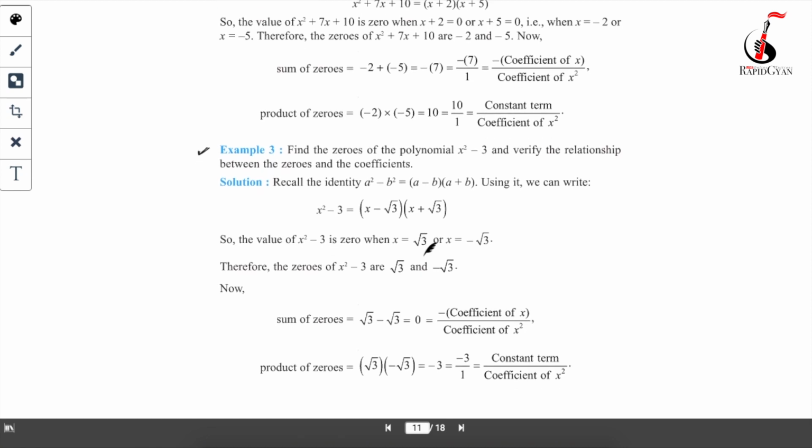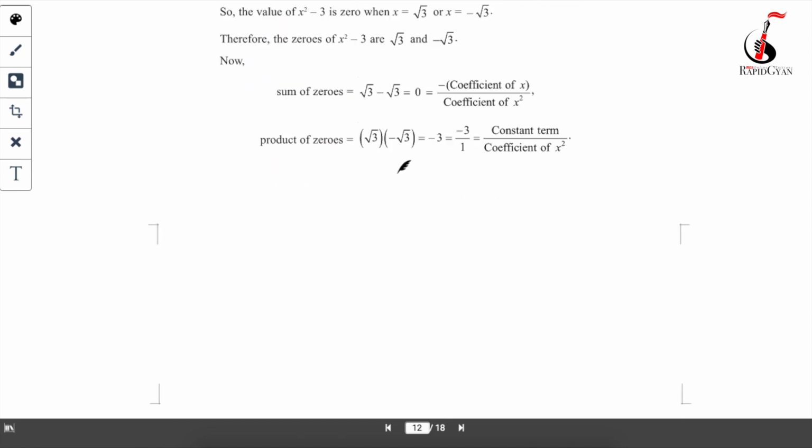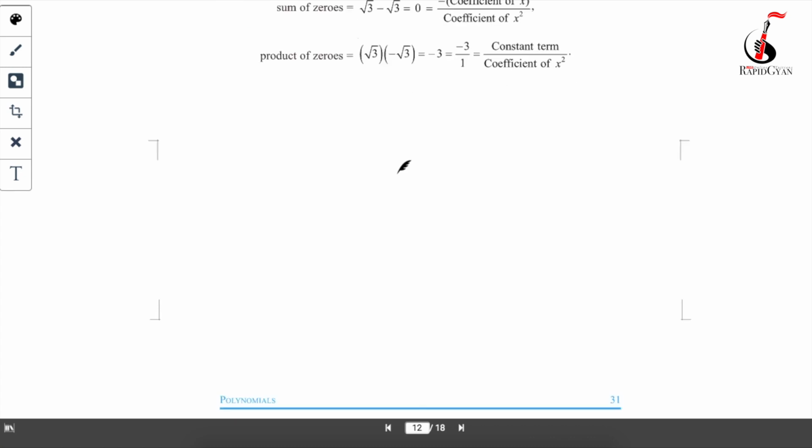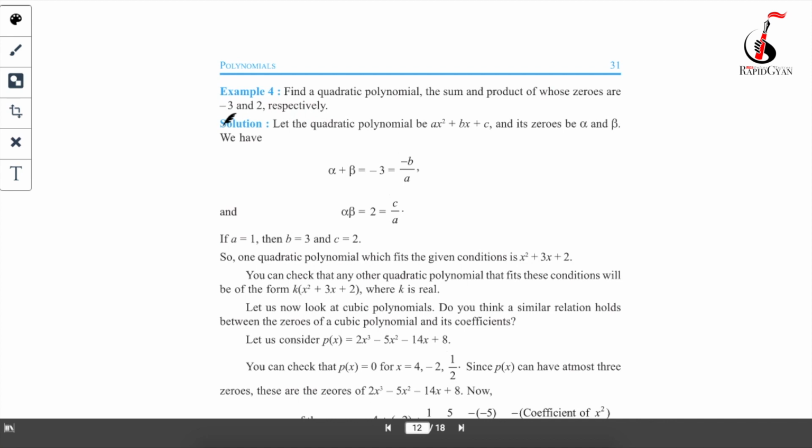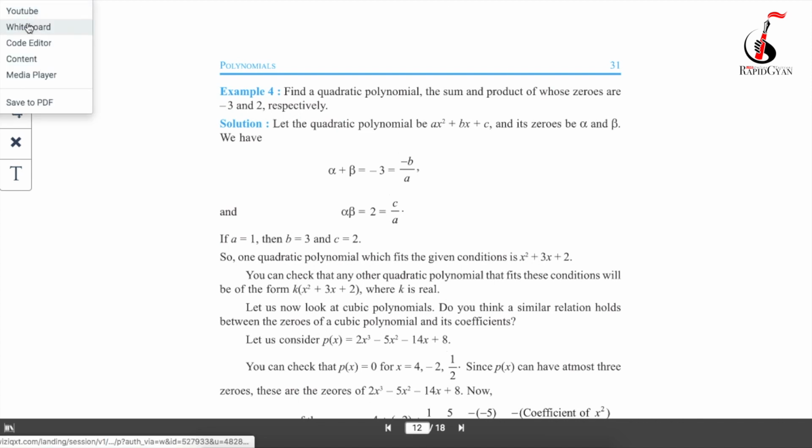Next example, find the zeros. Okay, this we have already solved. Let's go to the next one. Find a quadratic polynomial, the sum and product of whose zeros are -3 and 2. See here, beta, now the sum is given. -3 means alpha plus beta is equal to -3 and alpha beta is equal to 2. So let's solve that.